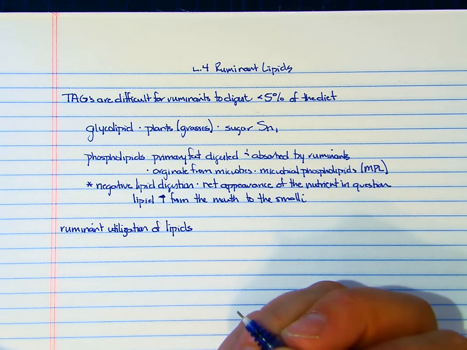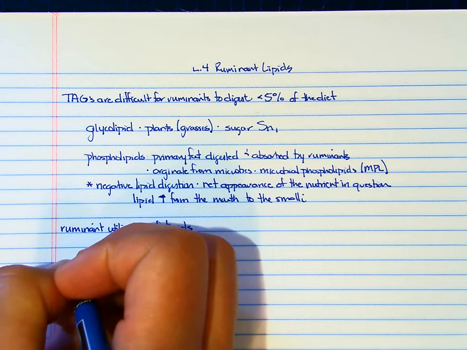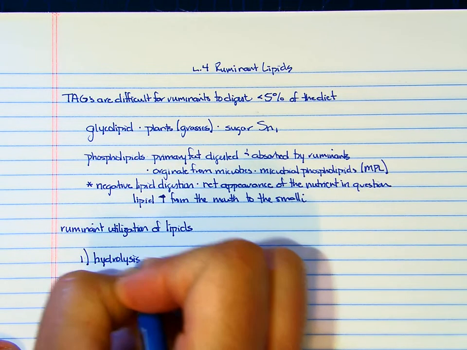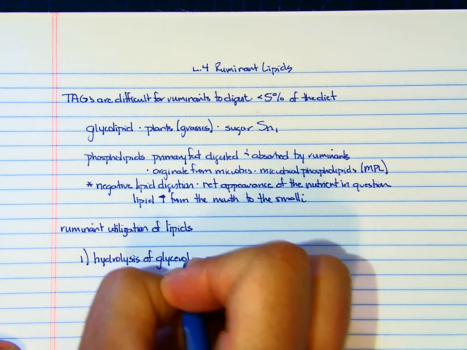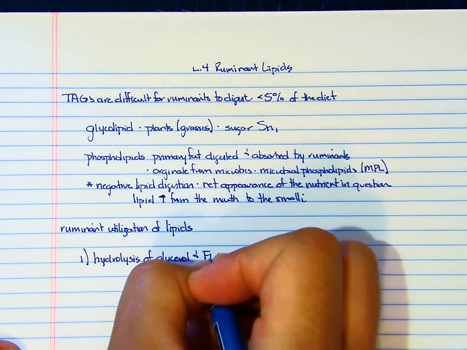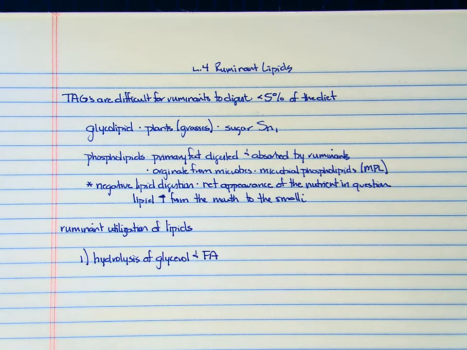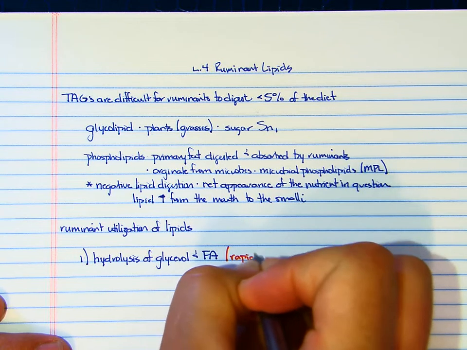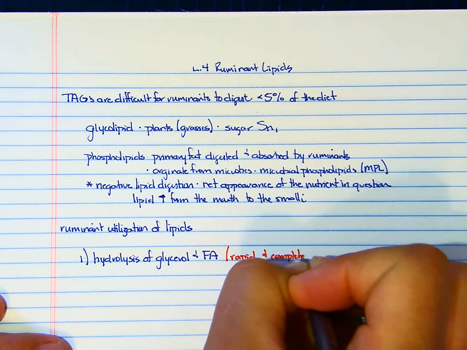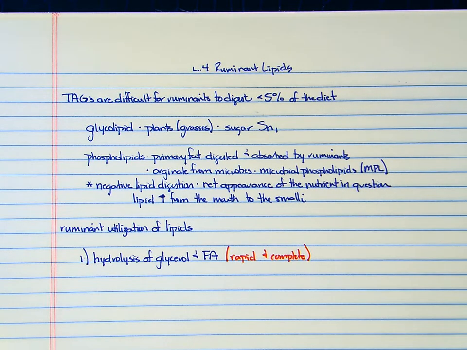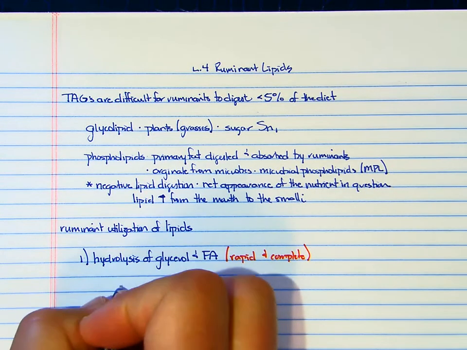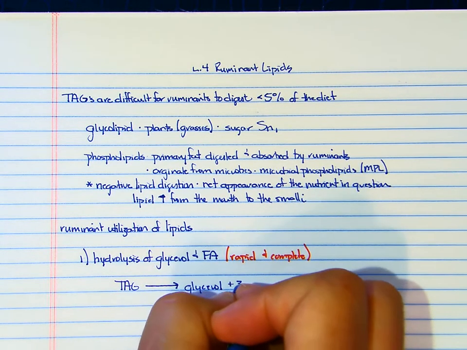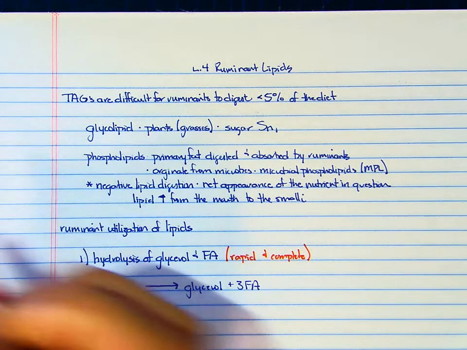Okay, so ruminant utilization of lipids. Ruminant utilization of lipids is basically going to happen in three steps. The first step is hydrolysis, loss of glycerol and fatty acids. We're going to break all of the glycerol apart from all of the fatty acids. Something to keep in mind about this step, it is rapid and complete. Okay, the microbes are going to be very effective at hydrolyzing fatty acids away from glycerol. So for TAG, what we end up with is a glycerol plus 3 fatty acids. The enzyme that does this is lipase.